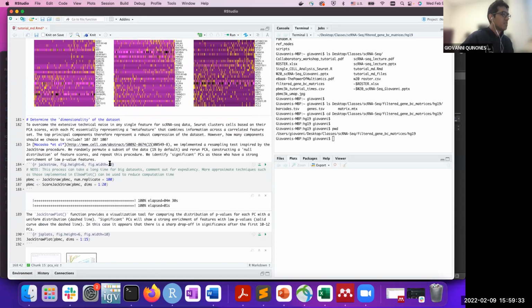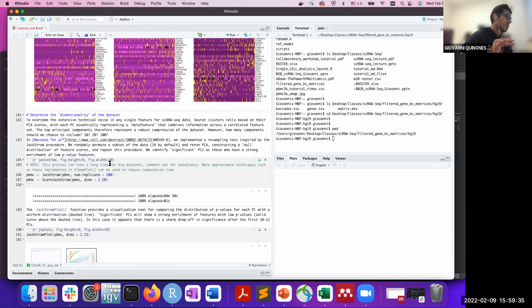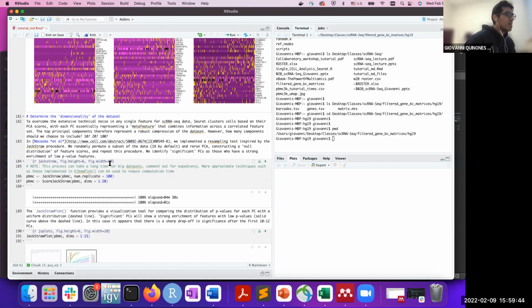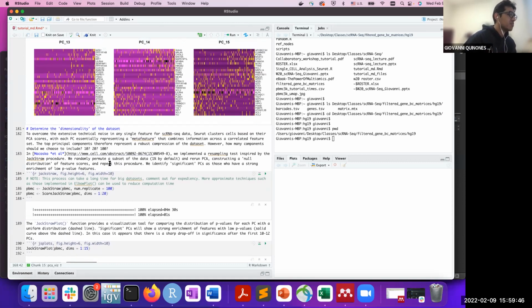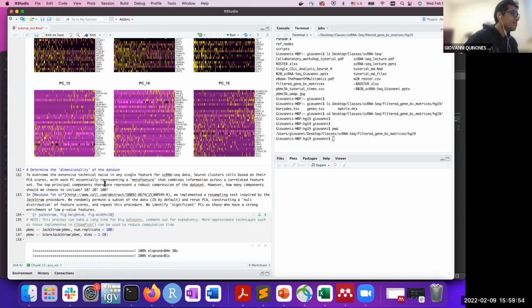So that goes to the question that I proposed before. How many PCs do we select? How many are necessary to maintain the structure of the data, but that is also not too many, so that they're easy to carry around?